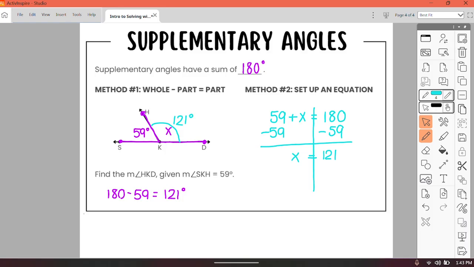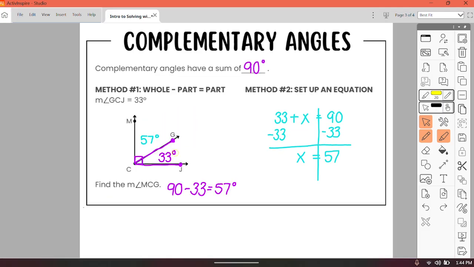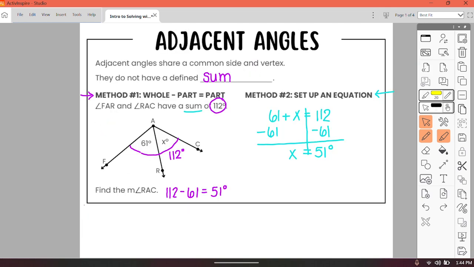And something I should have mentioned in this one and complementary and adjacent is you can always check yourself. So you can do 59 plus 121 and make sure it gives you 180. In complementary, you could do 33 plus 57 and make sure it gives you 90. In adjacent, remember the number changes every time. So for the adjacent one, we would just take our two angle measures, the 61, and then the answer that we got, the 51, and make sure they add up to 112. So I should have shared that with you earlier. But yeah, you can definitely check your answers on these.